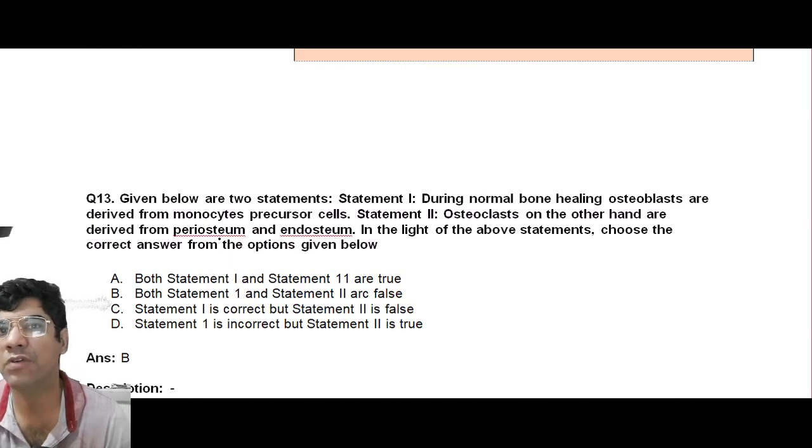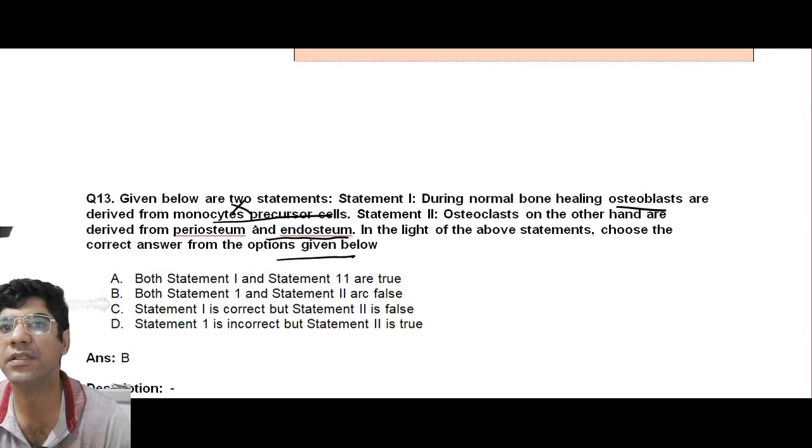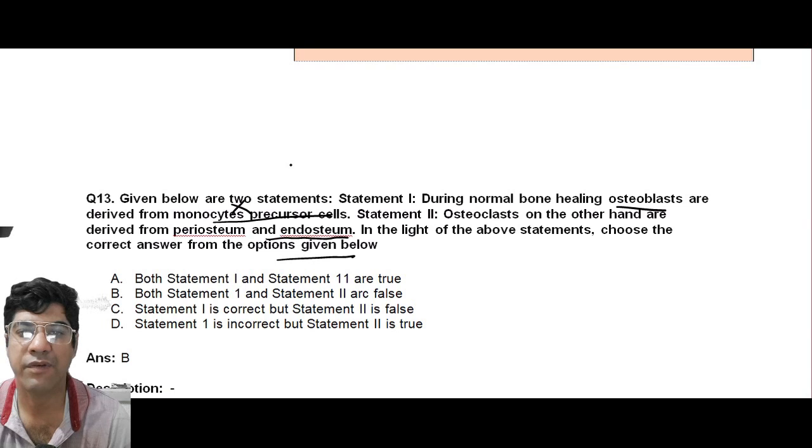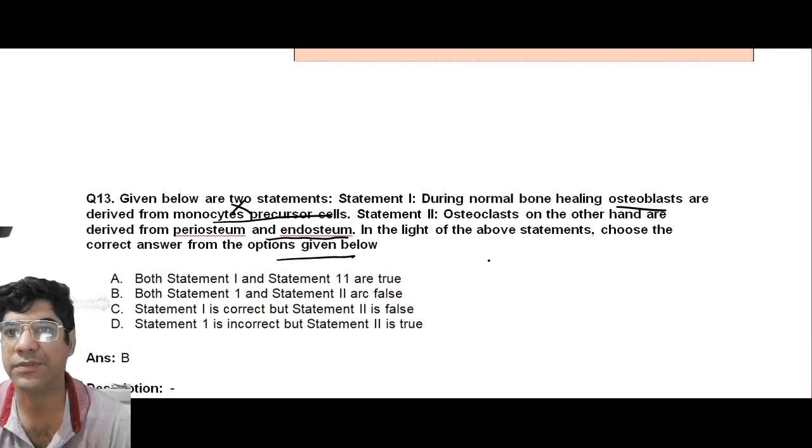During normal bone healing, osteoblasts are derived from monocyte precursor cells. Osteoclasts, on the other hand, are derived from periosteum and endosteum. Choose the correct statement. Option A, statement 1 is false because osteoblasts are responsible for bone formation. They are not derived from monocytes but from the mesenchymal stem cells in the bone marrow of periosteum. So option A is false.